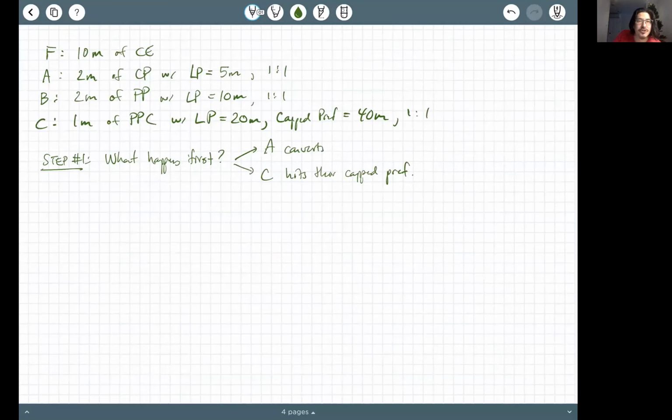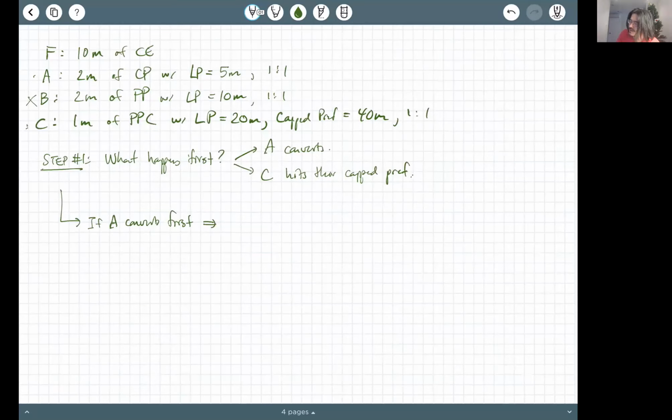In order to identify what can happen first, you need to look at all the securities in your capital structure and ask logically what could happen first. Nothing will ever happen here because you don't need to convert. Here, you either convert. Here, you would never convert until you hit your cap. So the only 2 things that could logically happen first are that A converts, or C hits their cap. So we'll figure out if A converts first, at what exit value do they convert? So if A converts first.